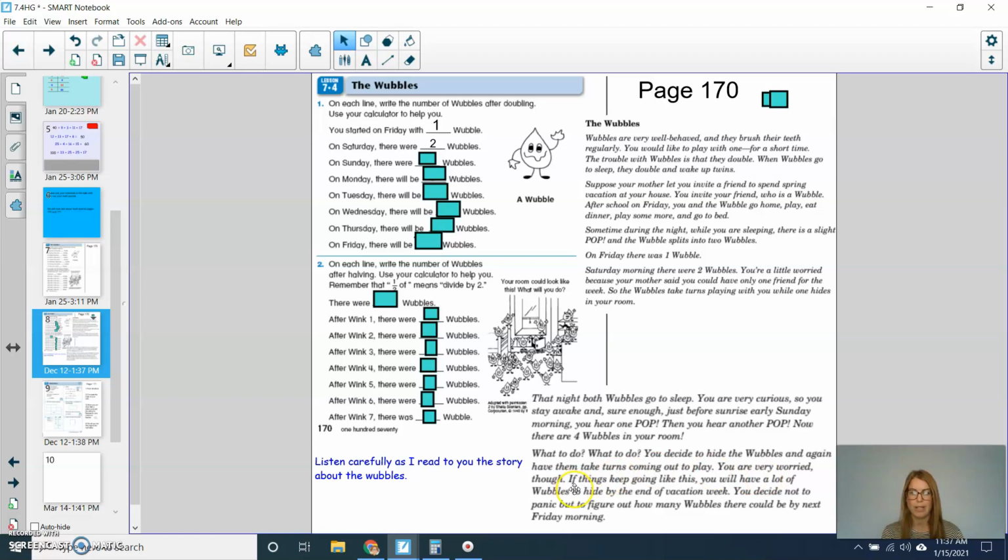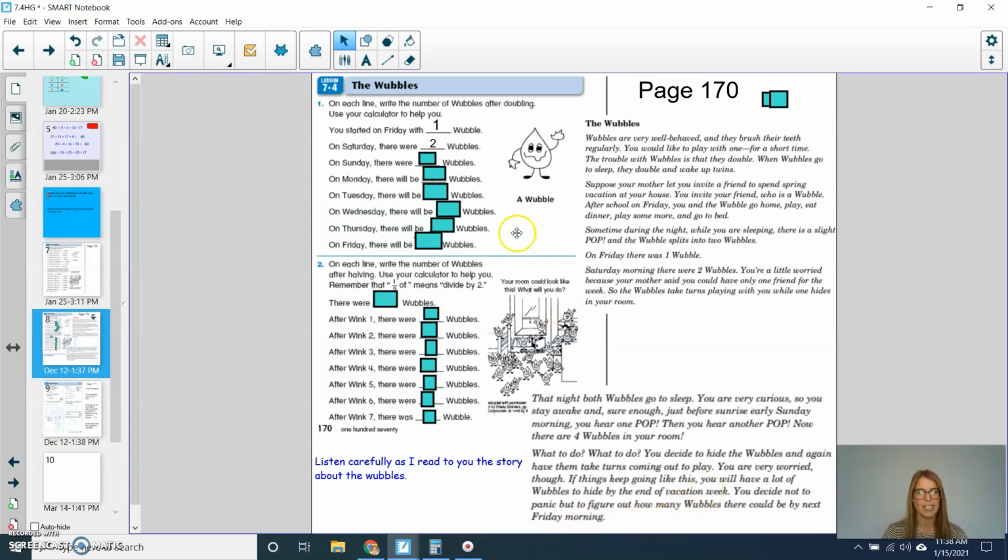You are very worried though. If things keep going like this, you will have a lot of Wubbles to hide by the end of vacation week. You decide not to panic, but to figure out how many Wubbles there could be by next Friday morning.